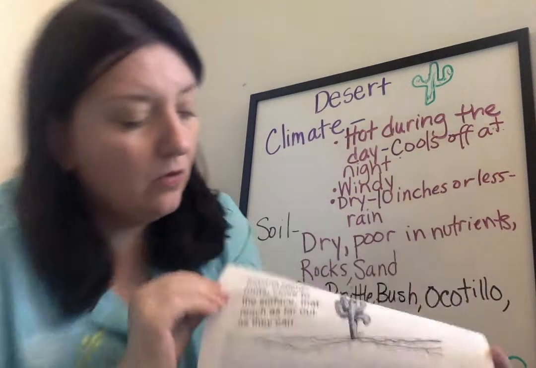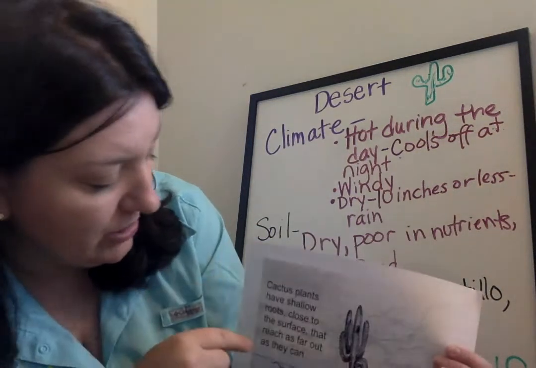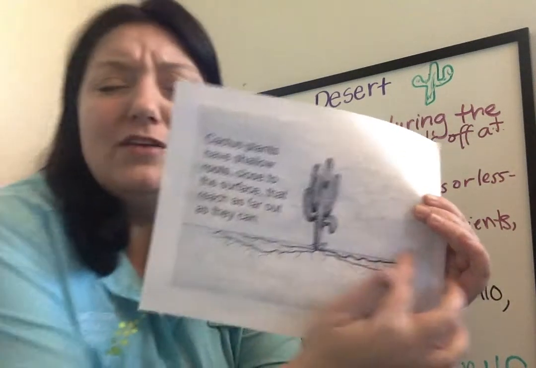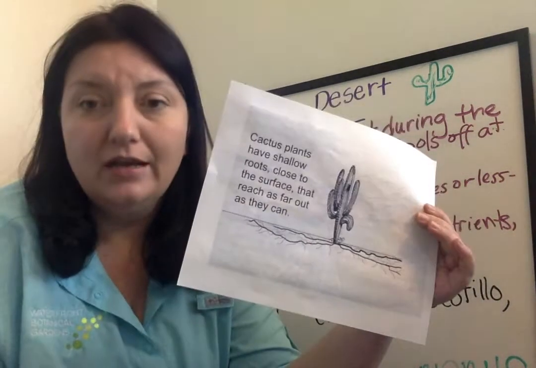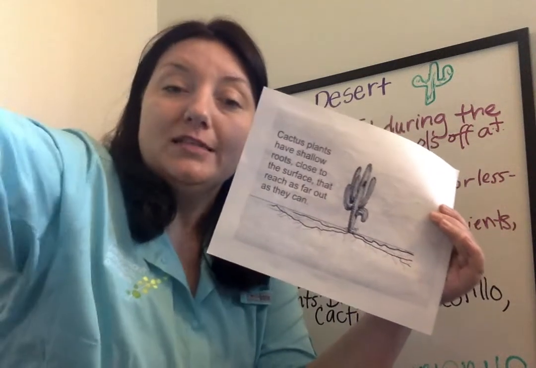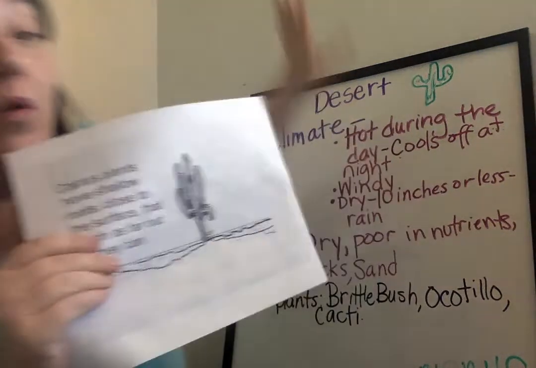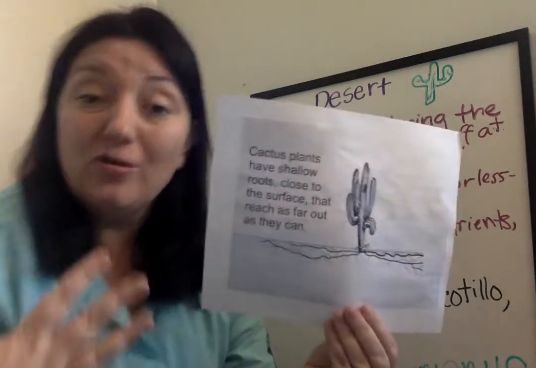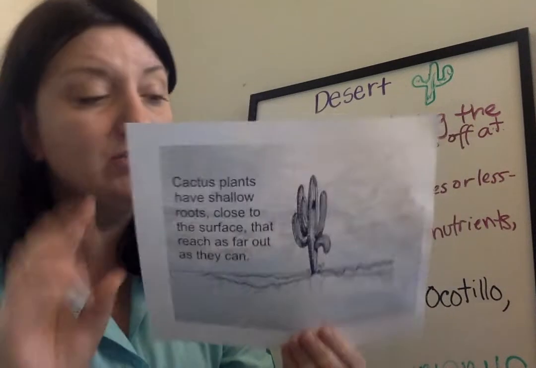And then also, not just roots that are close to the surface, but roots that really sort of stretch out really far in every direction. So that if there's water way over there, they can still suck up that water and get that water. So roots that kind of stretch out really far and are really, really close to the surface.